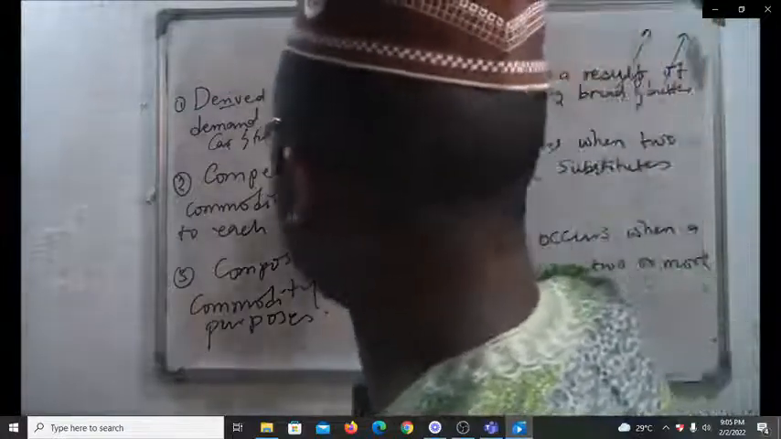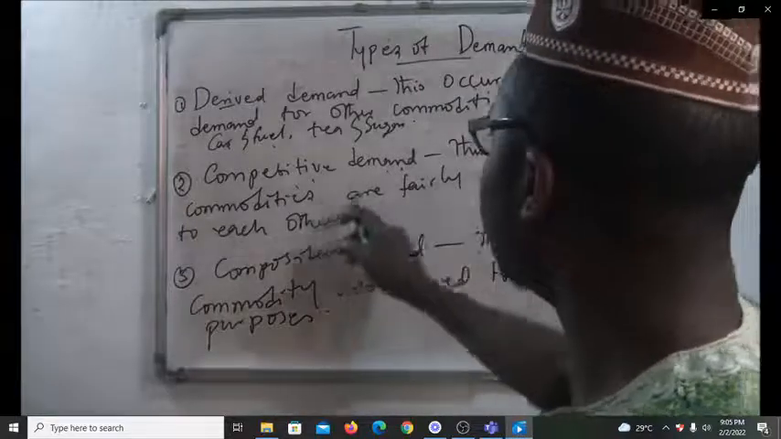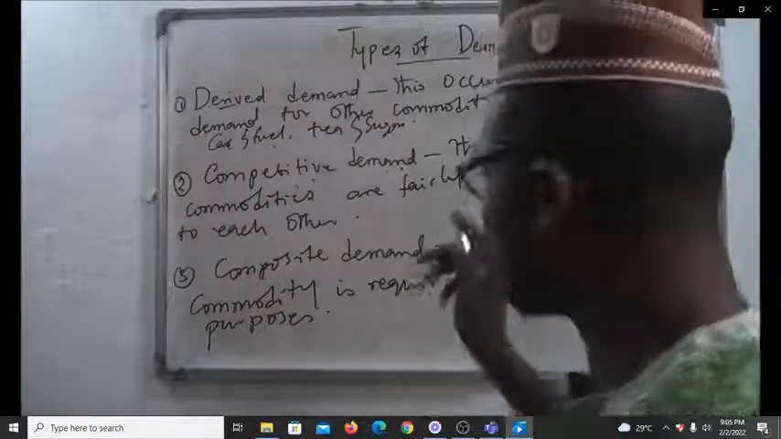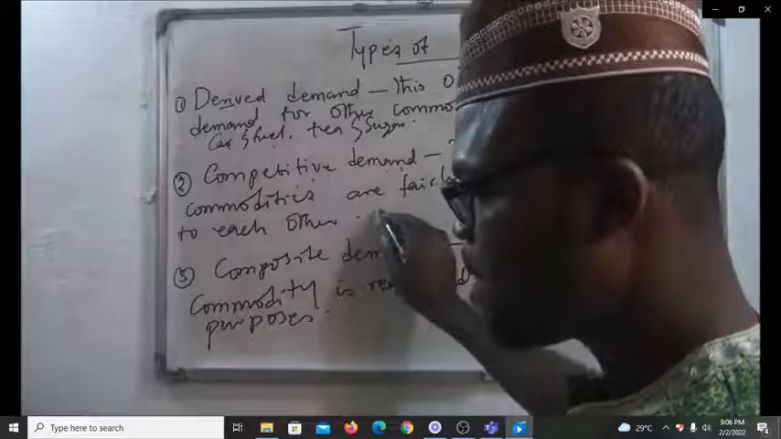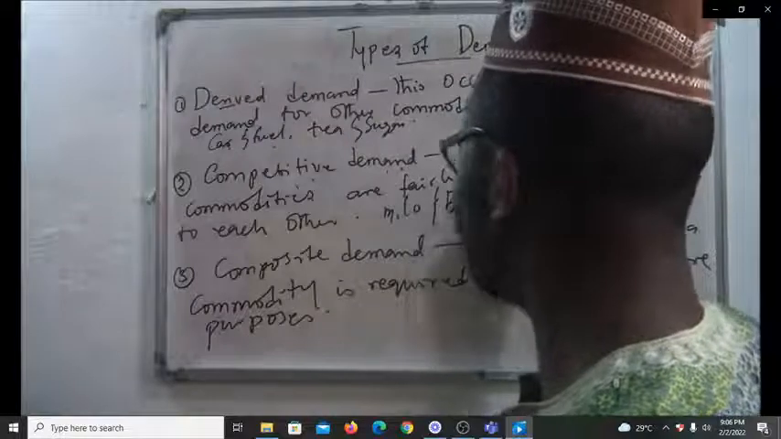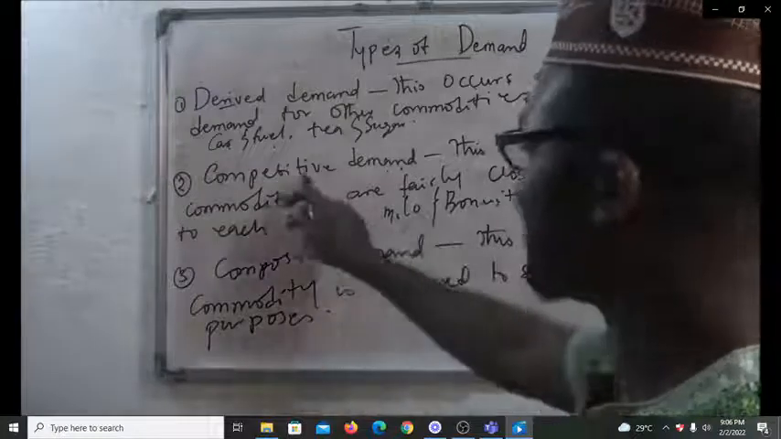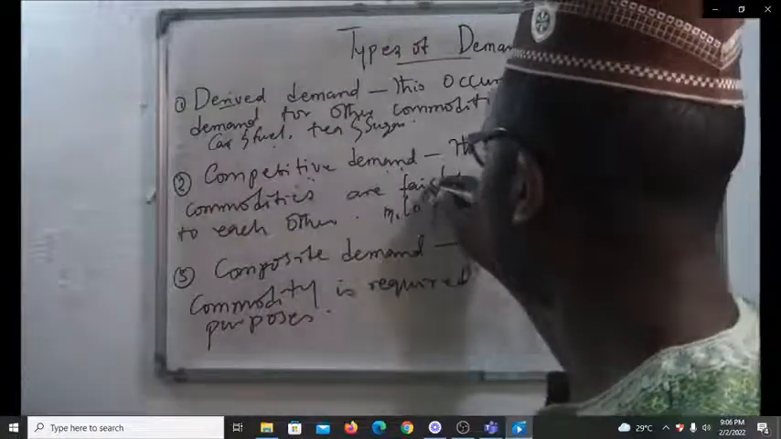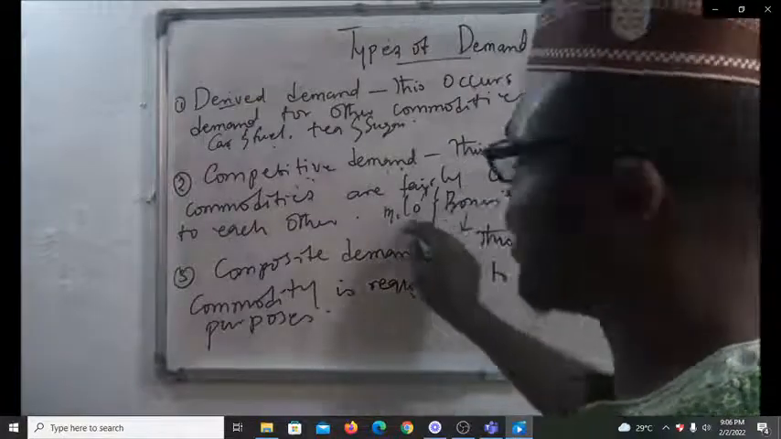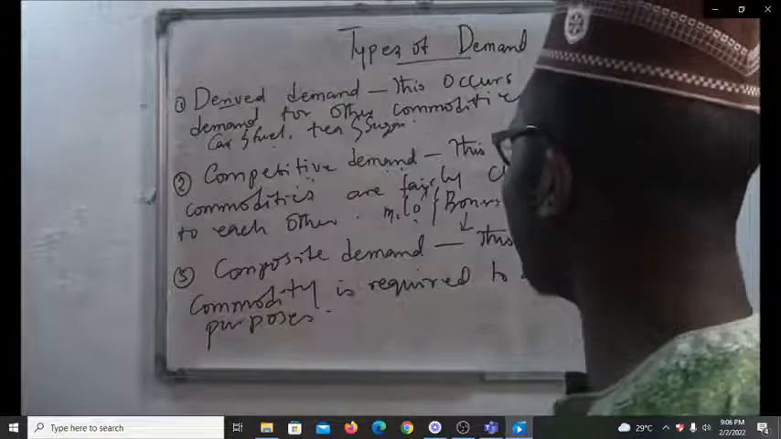The second part is what we call competitive demand. This occurs when two commodities are fairly close substitutes to each other. They are competing. Who can give me an example of two commodities that compete? Milo and Bournvita, isn't it? Two of them are doing the same thing. You can use the two of them for tea. So both of them have what we call competitive demand. As the demand for this one is increasing, it's likely that that for this one will be decreasing, because people will be rushing to Milo and leaving Bournvita. Is that clear?